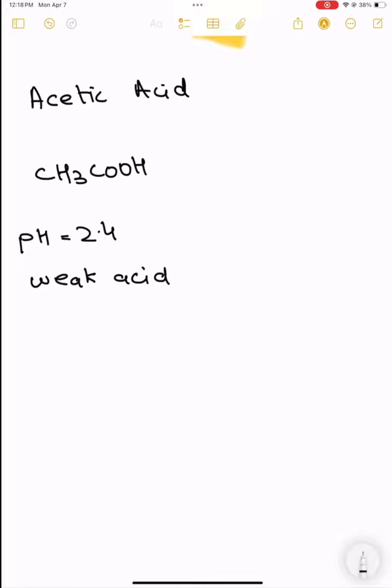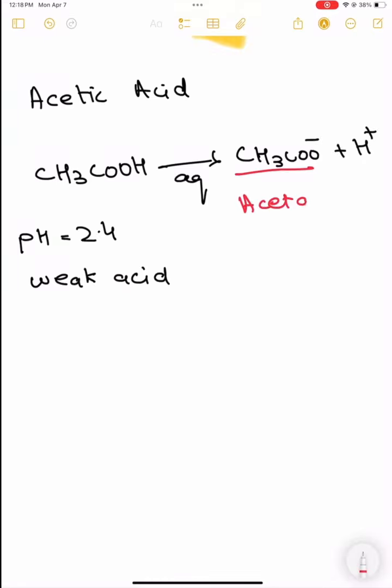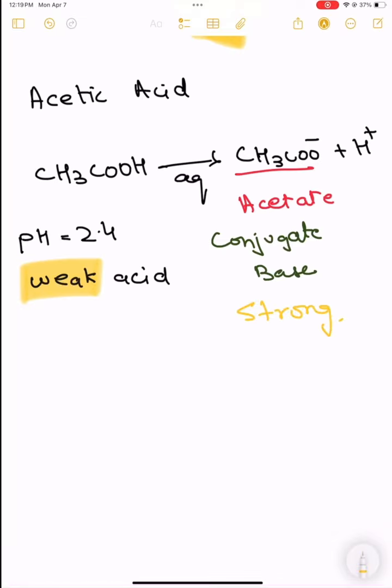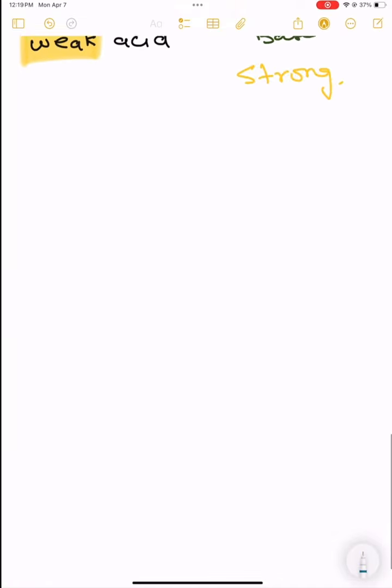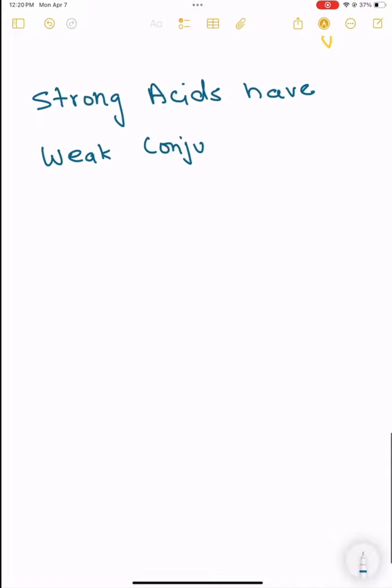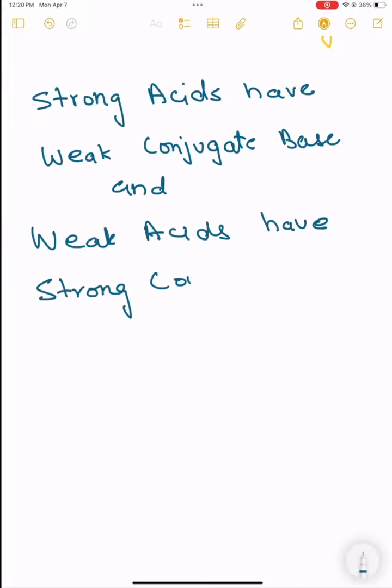Let's take another example of acetic acid. It has a pH of 2.4, making it a weak acid. In an aqueous solution, it dissociates into acetate and a hydrogen ion. Acetate is the conjugate base of acetic acid. Now, acetic acid is a weak acid, which means that acetate is more likely to combine with a hydrogen ion, making it a strong conjugate base. Now, this is a general rule. Strong acids have weak conjugate bases and weak acids have strong conjugate bases.